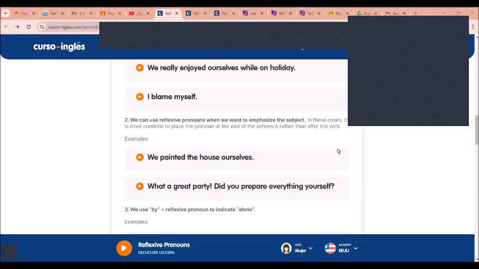We can use reflexive pronouns when we want to emphasize the subject. Emphasize the subject. In these cases, it is more common to place the pronoun at the end of the sentence rather than after the verb. Examples: we paint the house ourselves. We have a great party. Did you prepare everything yourself? Good. Emphasizing, making it the highlight of the sentence. All right, so that's emphasizing.